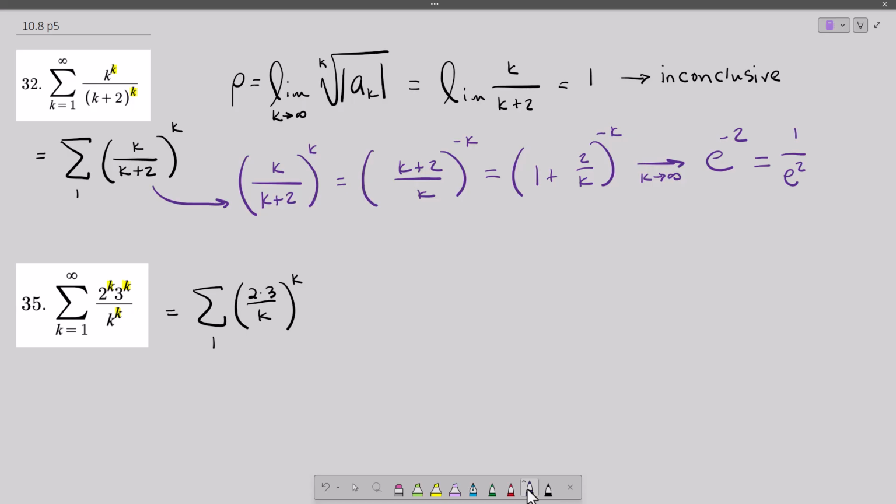Oh no, it's greater than 0. So the divergence test says if the limit of a sub k is not 0, then it diverges. So that's what this is. We took a sub k, we fiddled with a sub k, so this is essentially the divergence test. And we're getting a limit that's non-zero, so we know instantly that it diverges.